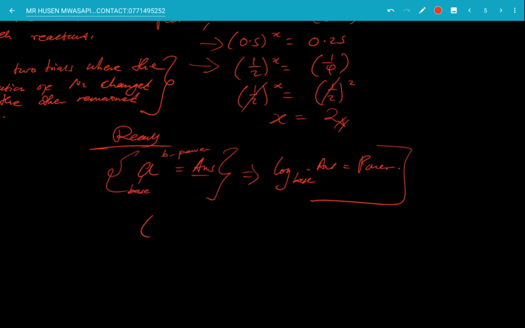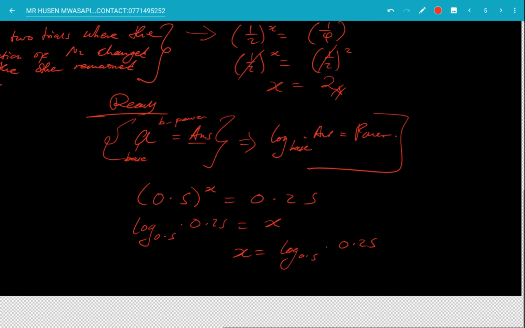So let's pick it from that point, this one here. So we're having 0.5 to the x being equal to 0.25. So remember log base, so we say log, the base that we're having is what? 0.5. Log 0.5 answer times 0.25 is equal to the power, which is x. So x is equal to log of 0.5 times 0.25. So you have to convert this.